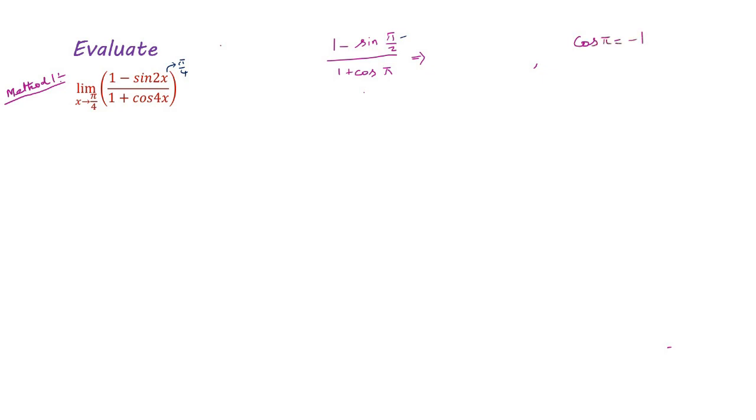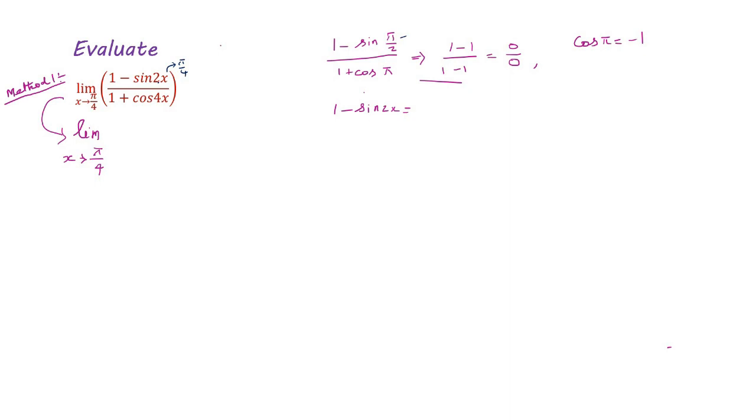Therefore, this simplifies to 0 by 0, which is an indeterminate form. Therefore, what do we do?